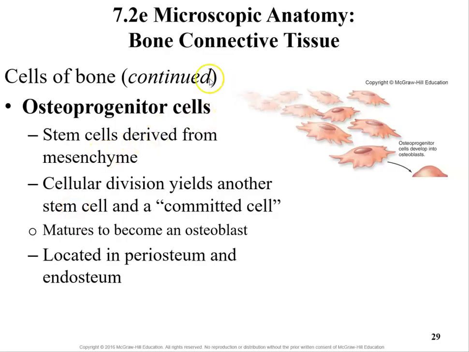The osteoprogenitor cells, these are going to be the stem cells of your bone. They're derived from the mesenchyme. When they divide, division is going to yield a stem cell, right, to keep on dividing, and a committed cell, or a cell that goes on to become an osteoblast. Osteoprogenitor cells are going to be located in the periosteum, so in that inner cellular layer of the periosteum, and in the endosteum as well, so the inner lining of bone.